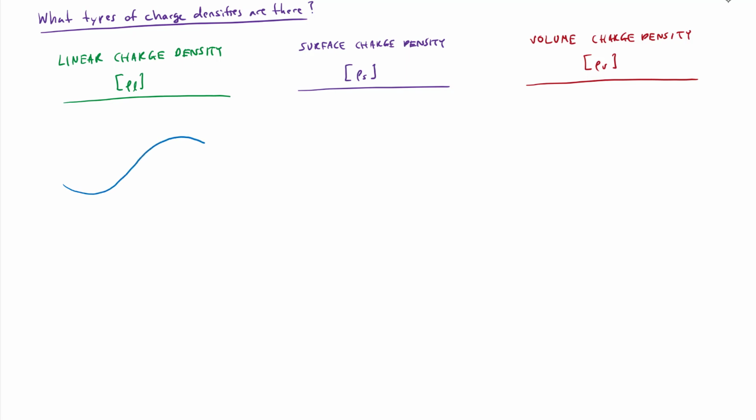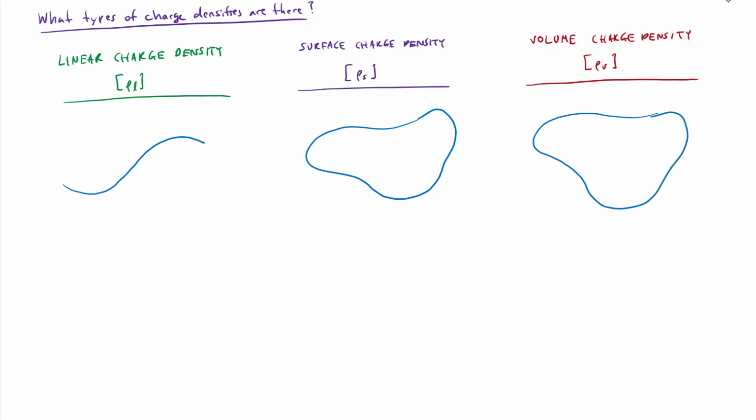It can be just a line that holds a charge. For the surface charge density, I'll draw some blob, and same over here, I'll draw the same or similar blob. And it's going to be 3D structures, one's surface, one's volume.